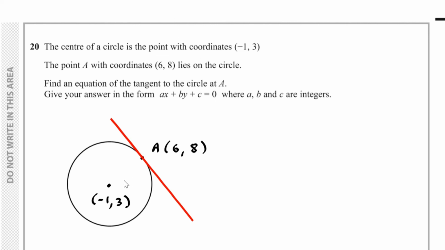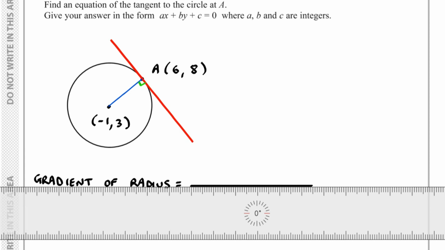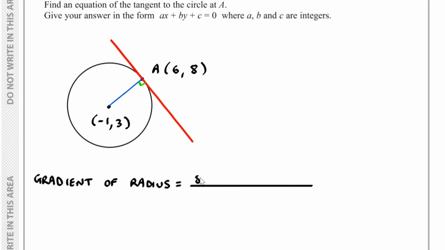And what we can do is begin by finding the gradient of the radius and recognizing that the radius and the tangent are perpendicular to each other. So, the gradient of the radius then, we've got the change in y, 8 subtract 3, over the change in x, 6 subtract -1. So it turns out that the gradient is 5/7.